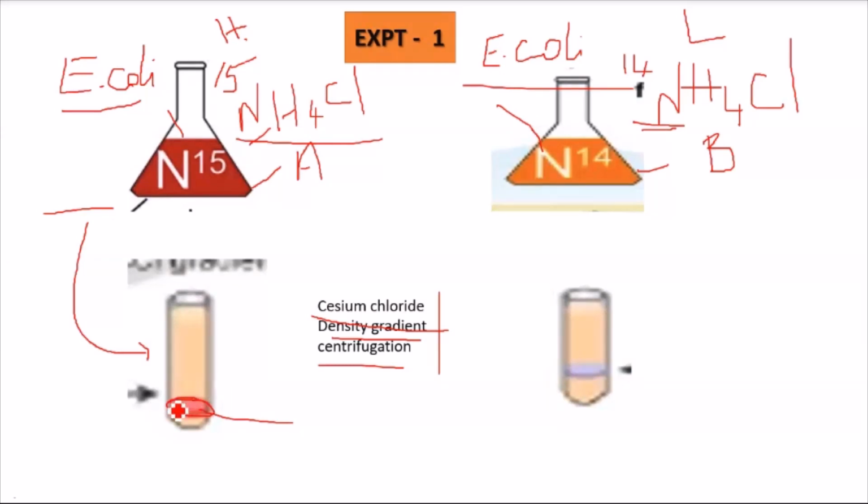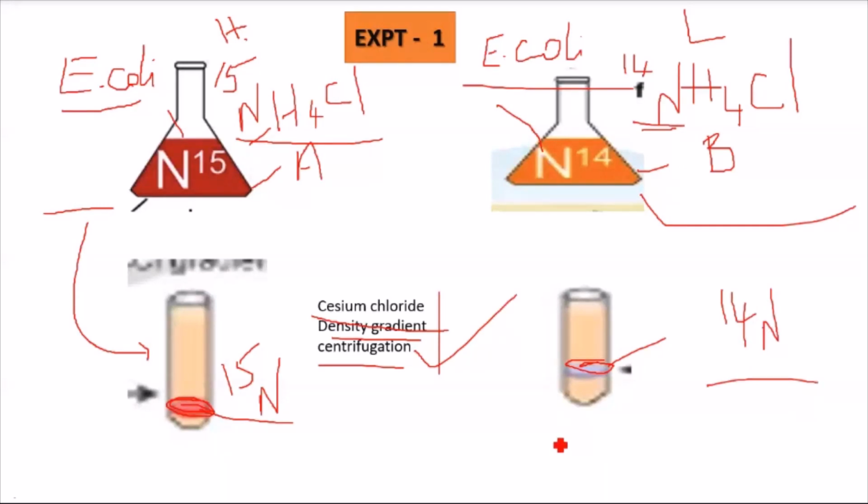This DNA band is known to contain heavy nitrogen, that is called N15. DNA from the E. coli of this culture medium was isolated, subjected to centrifugation, and got the band. Such a band is known to contain N14 nitrogen. So they couldn't explain anything else, they didn't find which is the right method of DNA replication, either semi-conservative, conservative or dispersive. Nothing can be explained up to this experiment one.